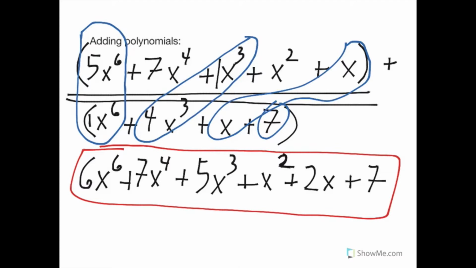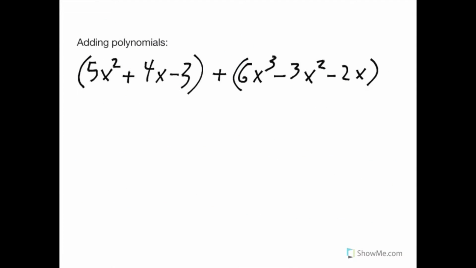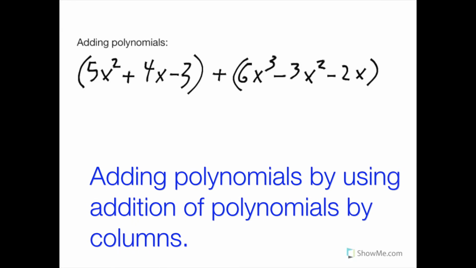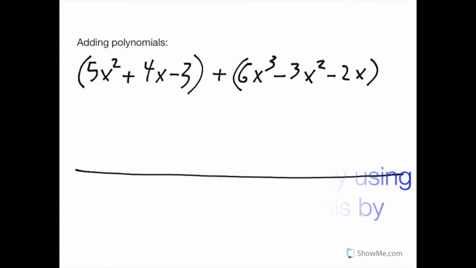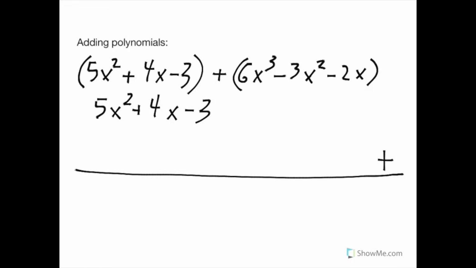Now, let's do one more, just for good practice. So in the last example, we did it by merely matching like terms. Okay, now in this example, we're going to do it a little bit different. We're going to add these by a way called addition of polynomials by columns. Okay, so I drew this big line, and over on the right side, I'm going to put a plus sign. Okay, so we're going to write out our first polynomial, 5x squared plus 4x minus 3. And on the bottom, we're going to write out our other polynomial. But this time, we're going to match up our like terms underneath where they match up.